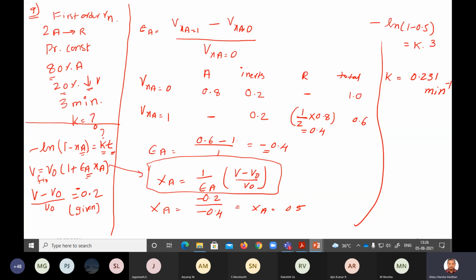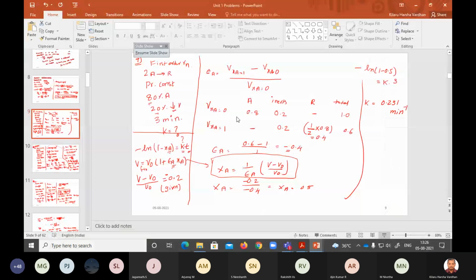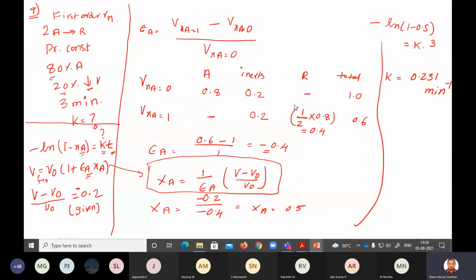The columns are V at XA is 0, V at XA is 1, with rows for A, inerts, R the product, and total. I think the reaction is different; put R so that the solution will be consistent. Initially A is 0.8, inerts 0.2, R is 0, so the total is 1. At XA is 1, the volume at final conversion, there won't be any A, but the inerts will be present.